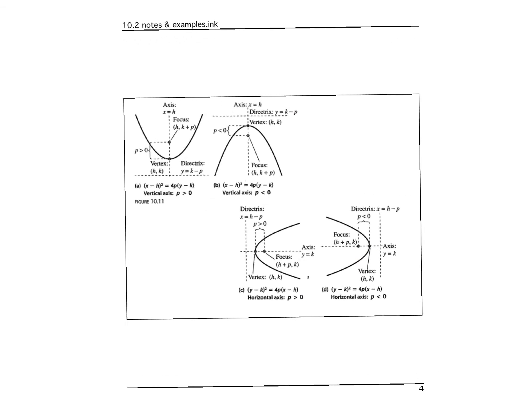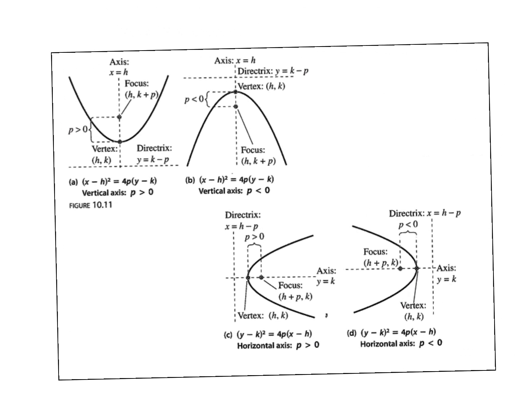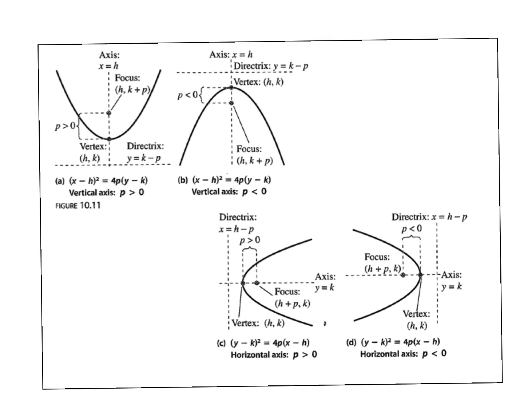So here are some images for what I was just referring to. The first two examples are the parabolas as we've known them. Right? They have vertical axes of symmetry. The vertex and the focus are on that same vertical line. The directrix is perpendicular to the axis.